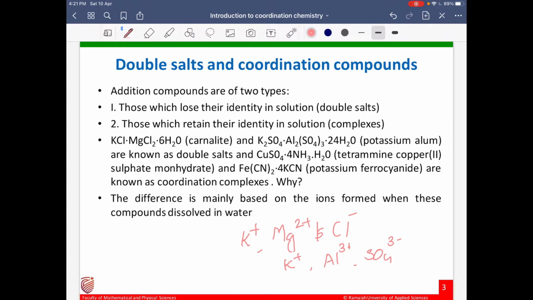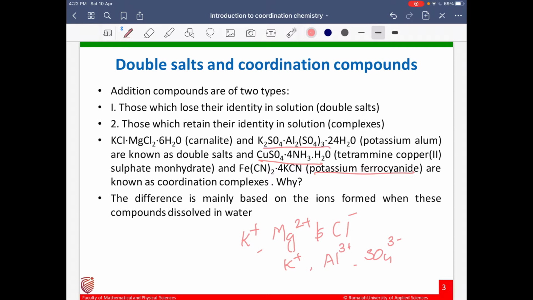The other two examples, tetraamminecopper(II) sulfate monohydrate and potassium ferrocyanide, exist as distinct entities both in solid and in solution. Complex ions are shown by the use of square brackets. Compounds containing these ions are called coordination compounds. When these coordination compounds dissolve, they do not form simple ions.